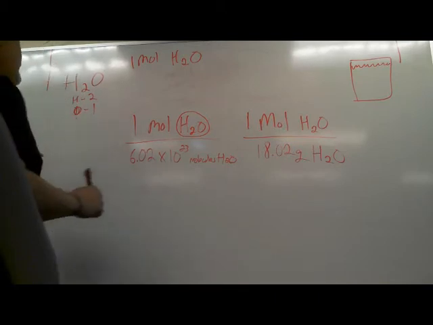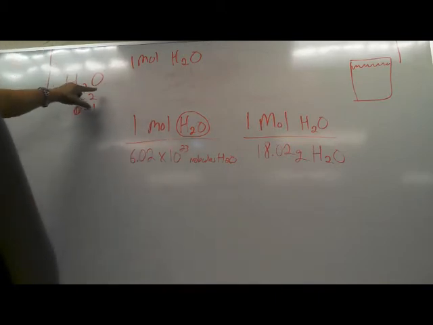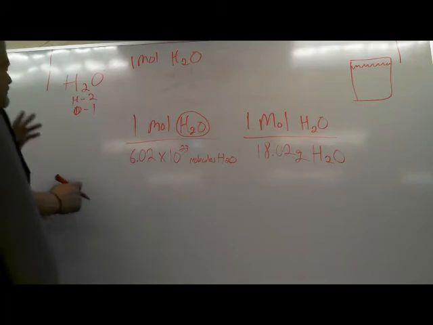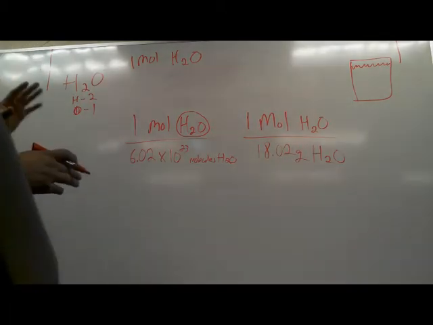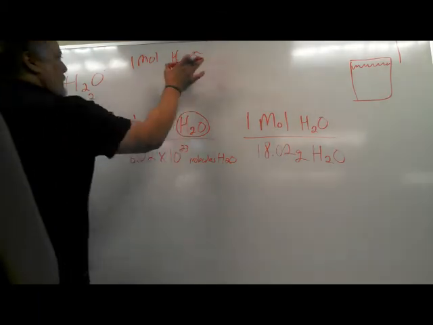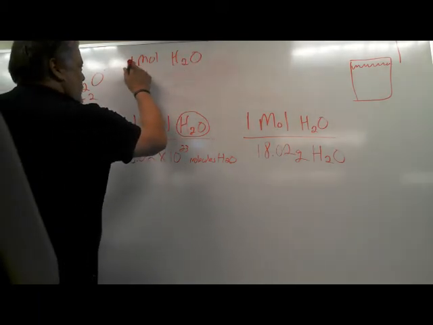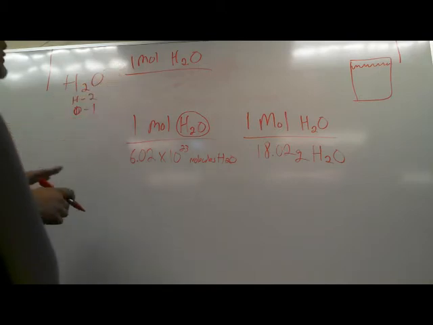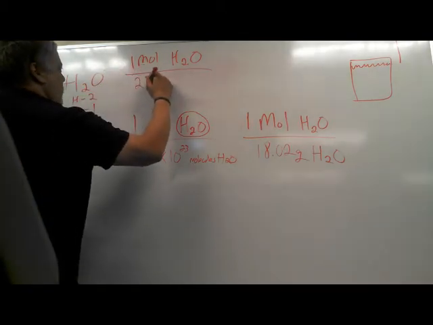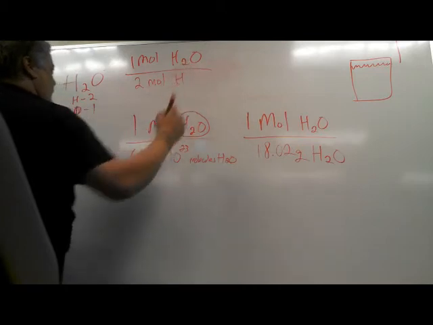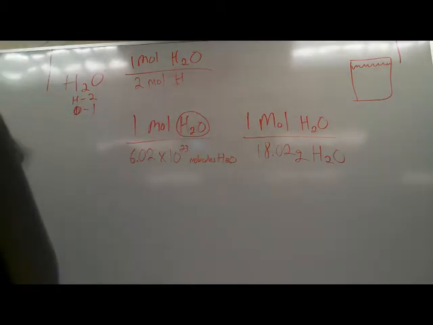So we can take that information, the quantities in this molecular formula, and create relationships between individual elements and the entire compound. So, based on that, 1 mole of H2O is going to contain 2 moles of hydrogen. Why is that? Because there are 2 hydrogens in every molecule of H2O. That's just a simple look at the quantities involved.